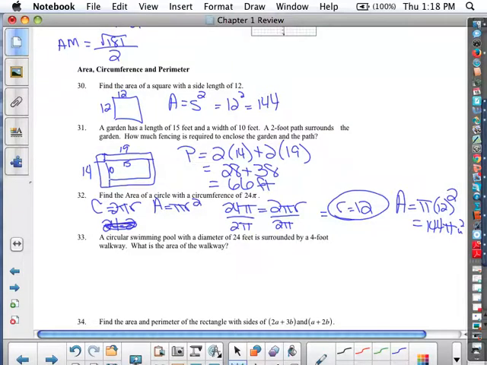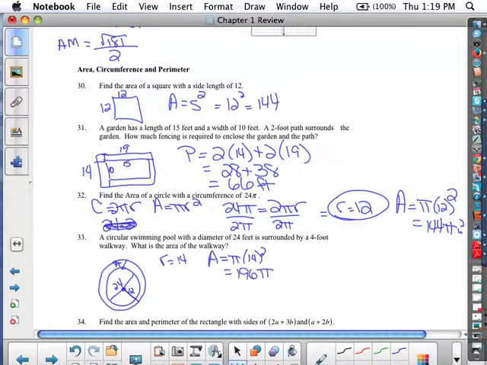Number 33, I think I added a picture of this for you as well. You have a swimming pool. It has a diameter of 24, and then it has a 4-foot walkway around it. So there's 4 feet here. And it says, what is the area of the walkway? So we have to find the area. We have to get the radius of the pool. The radius is 12. The radius of the pool plus the walkway is 14. So we're going to find the area of the large circle, pi r squared, which is 196 pi.